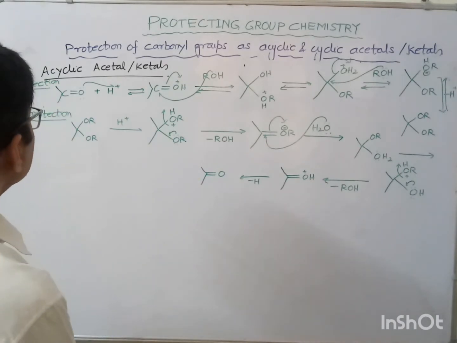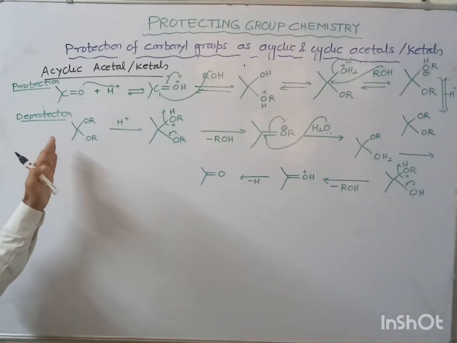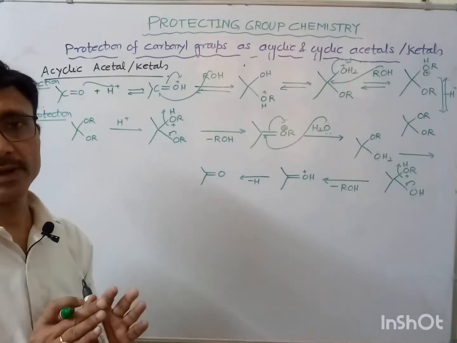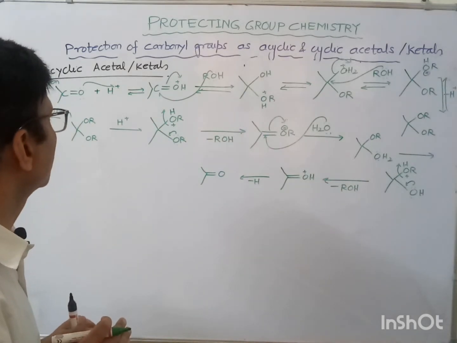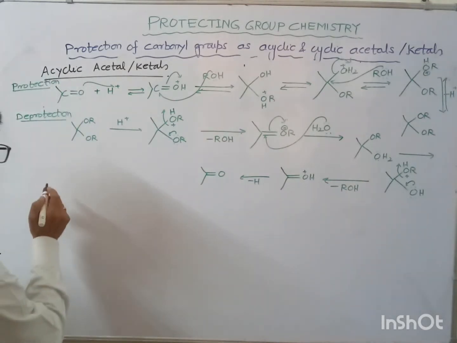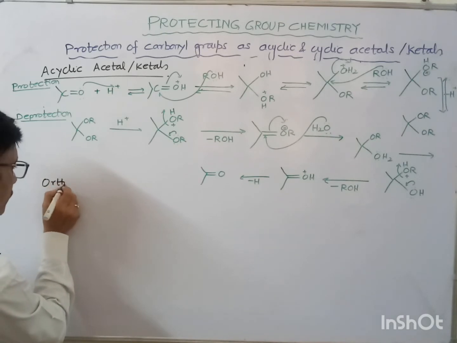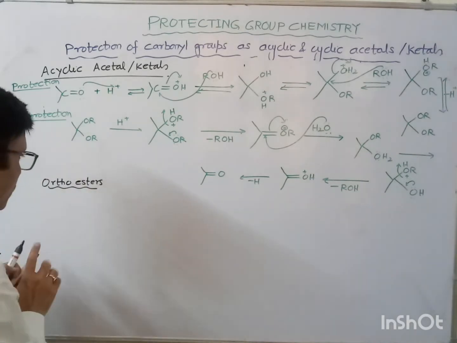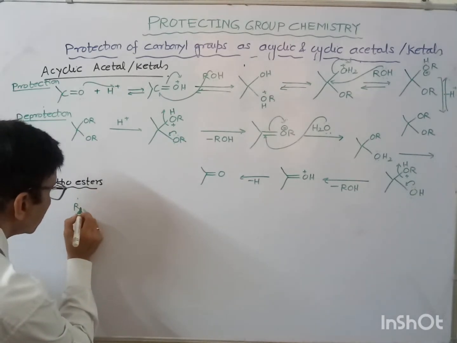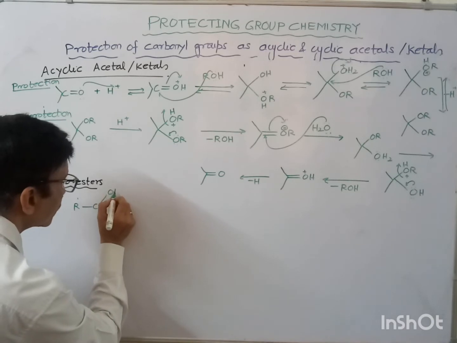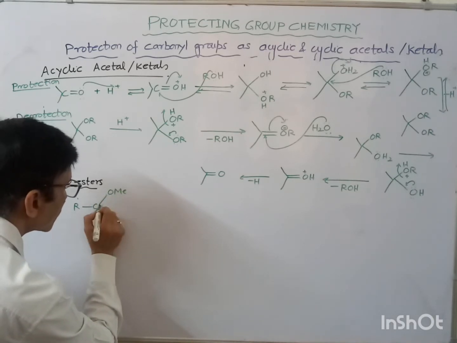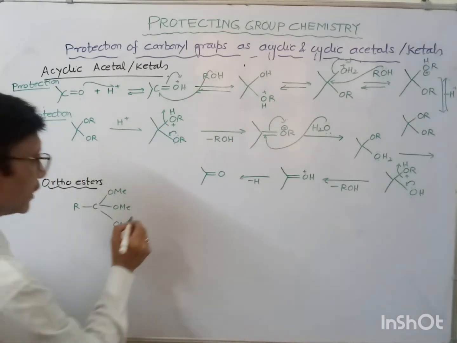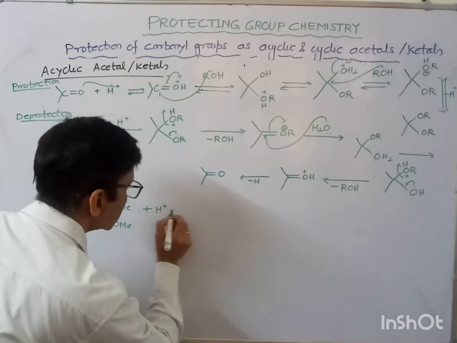Okay. Now, in the same way, what I told you, in place of two molecules of alcohol, we may use orthoesters also. So let's see if we are using an orthoester. Suppose we are using an orthoester in place of alcohol, then what would be the mechanism? Suppose we have an orthoester, and this is in the presence of an acid catalyst.